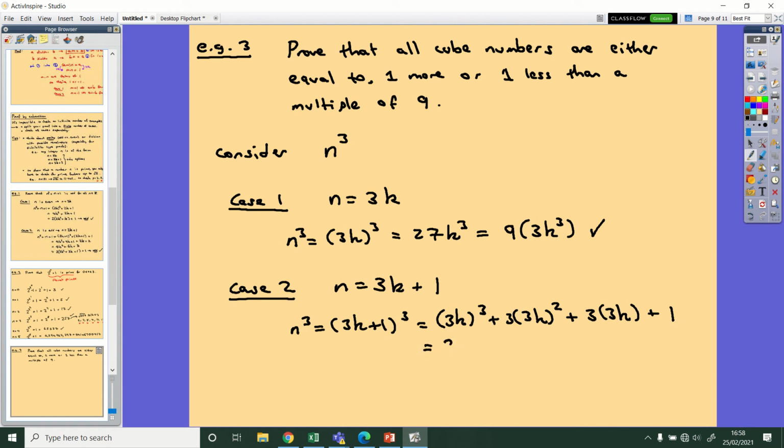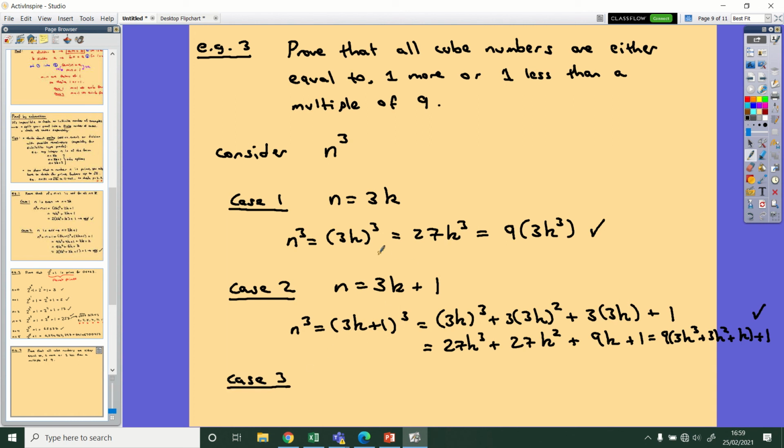Let's simplify it. So that gives you 27k cubed, 27k squared, and then you get 9k plus 1. Okay, now I'm running out of space here, but I'm meant to fit it on here. So let's take out the 9. And then you've got 3k cubed, you've got 3k squared, you've got plus k, and then plus 1 on the end, which means that this expression here is a multiple of 9 plus 1. So we're good to go. We've got one more than a multiple of 9. Excellent. Okay, case 3.